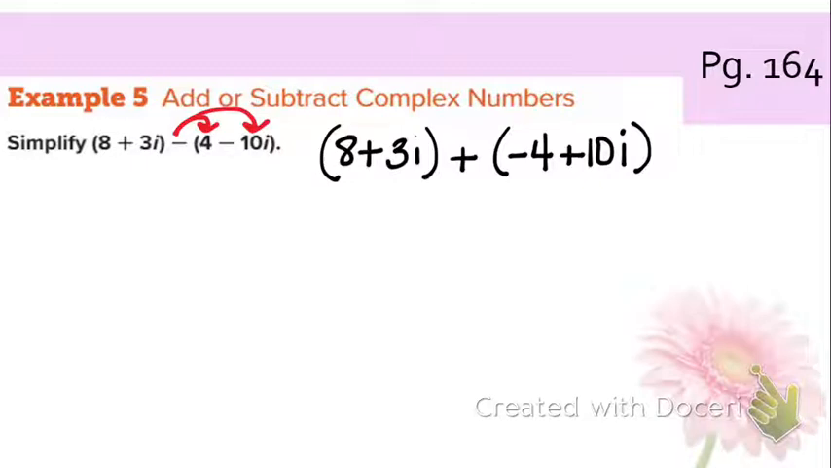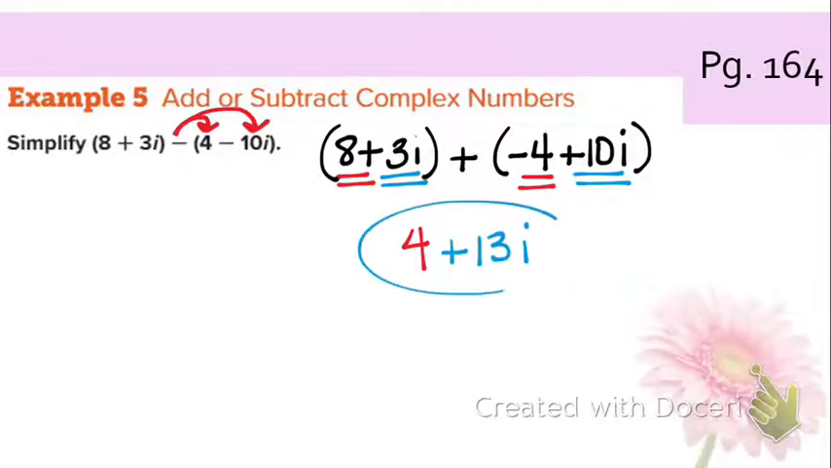So when we add our real numbers together, that would be the 8 and the -4. That would be 4. And then you add your imaginary numbers together, 3i plus 10i, and what do you get? 13i, and that would be your final answer. So on page 164, you would just fill in the blank, 4 plus 13i. Try to do the check by yourself right below it. Try to do that check.